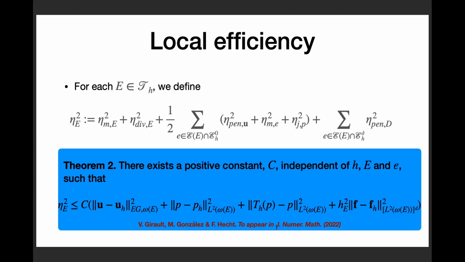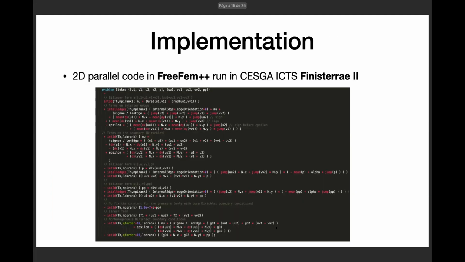And p_h is an interpolation operator of this constant. So we implemented this adaptive algorithm based on this a posteriori error indicator in a parallel code in different classes. I don't know if you can read it well, but here we have the definition of the problem in 3D.